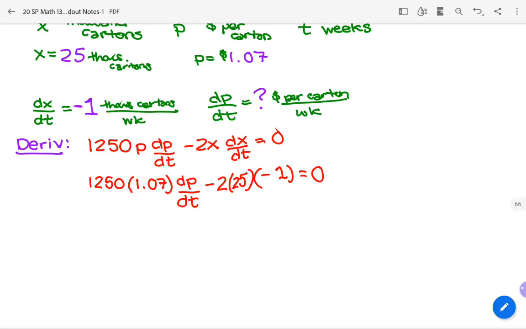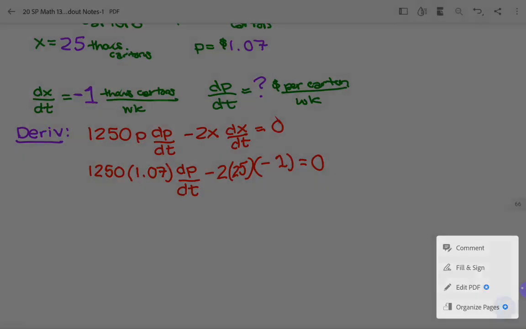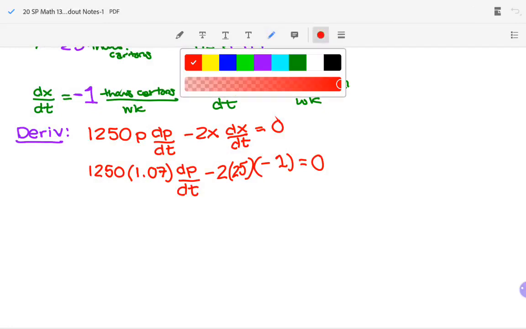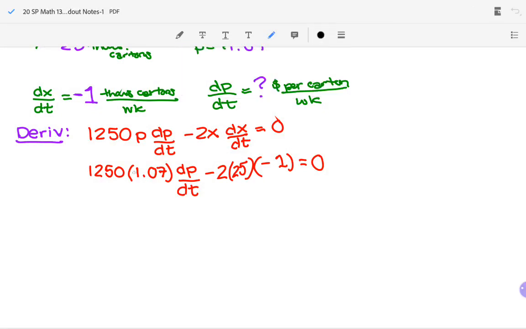So now I just need to grab my calculator and multiply these things out. And so I'm going to do 1250 times 1.07. And as long as that terminates, then I'll write it down. If it didn't, I would just leave it until the final answer, then I'll round at the very end. But this comes out to be 1337.5 dp dt. And then the next one, I have -2 times 25 is -50 times a -1 is going to make it a +50. Equals 0.